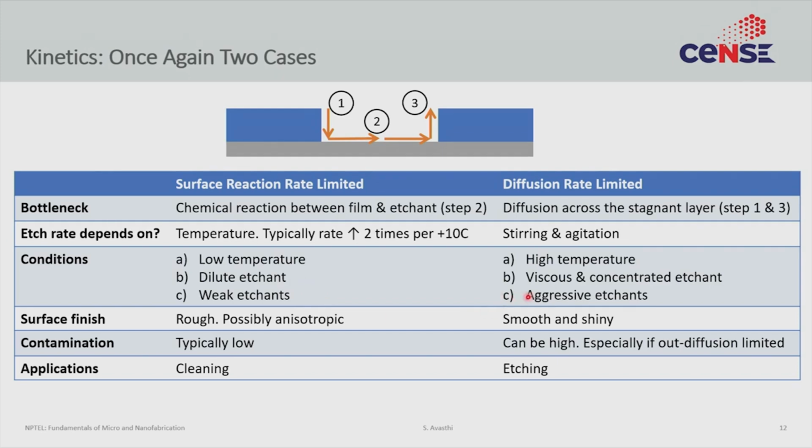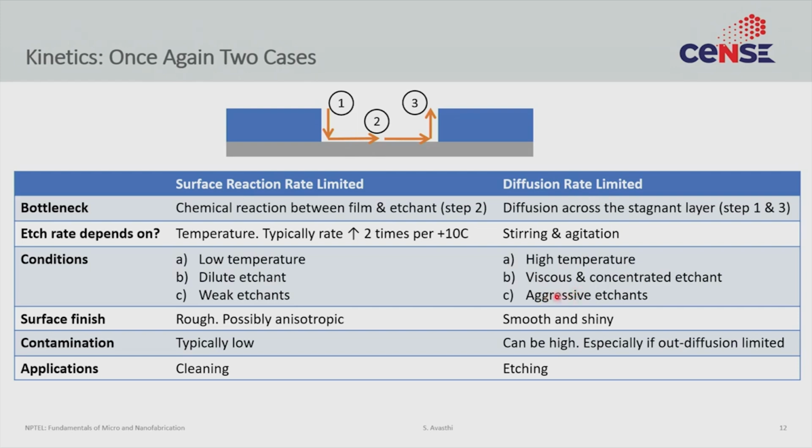Under what conditions do you get a diffusion rate limited regime? Typically at high temperature, because at high temperature the diffusion becomes fast, the reaction rate becomes faster, which often means now the slow step is the diffusion. Diffusion, as we have discussed, does not scale as quickly with temperature, diffusion through a film, as surface reaction rate does. If you are looking at viscous and concentrated etchants, often they are diffusion limited, because through viscous and concentrated films the diffusion process tends to be slower.